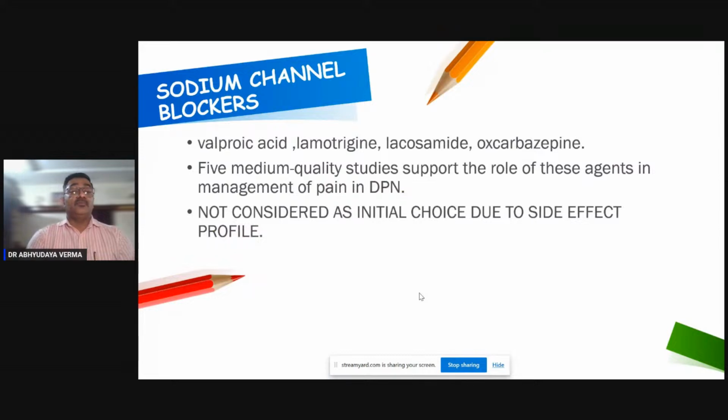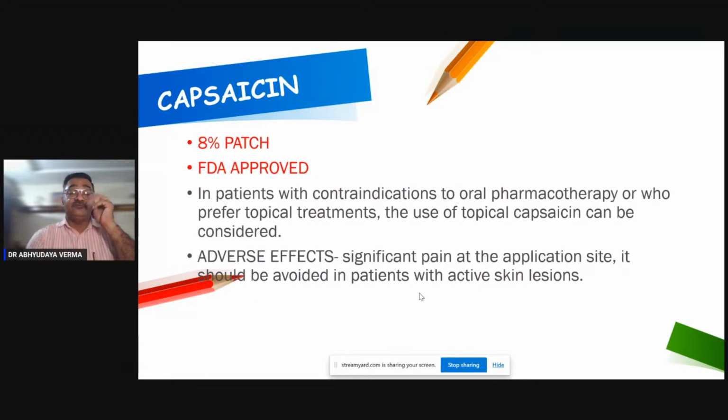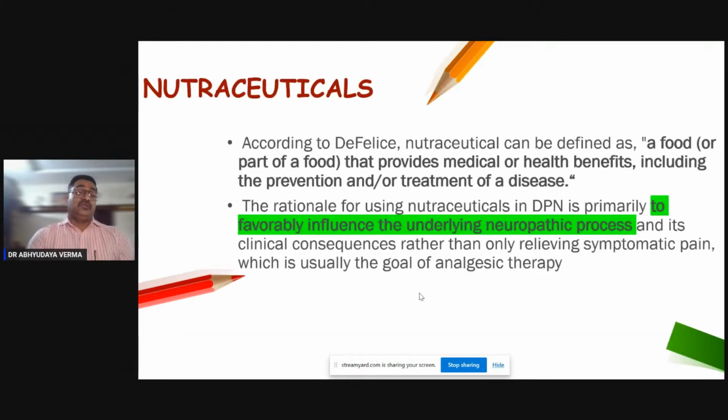Sometimes we may require lamotrigine, valproic acid, but they are not considered as an initial choice. Tramadol can be given, or tapentadol can be given to reduce the pain. In these patients, a capsaicin patch can be given to take care of the numbness, tingling, or burning sensation. So these are the drug classes: the SNRIs, the tricyclic antidepressants, and gabapentinoid anticonvulsants.